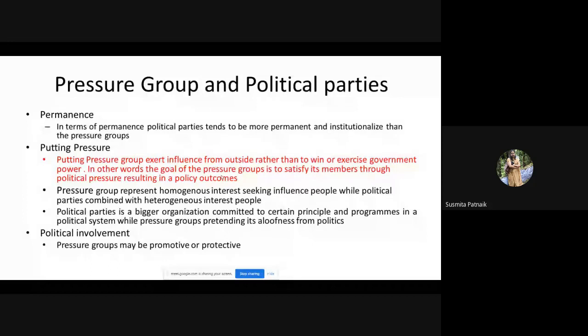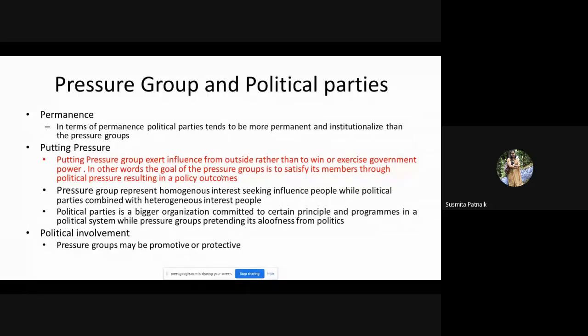Pressure groups represent homogeneous interest seeking influence. What do you mean by homogeneous interest seeking influence? It means that all the people have the same interest. Suppose, take for example your chambers of commerce. These people have the same interest. They want certain profit in their area.